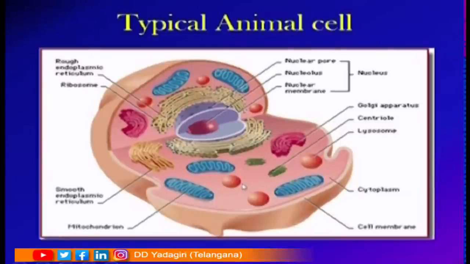These centrioles are absent in the plant cell. These centrioles are found only in the animal cell. Here you can see a round structure called the nucleus.